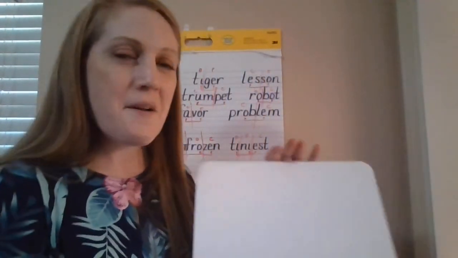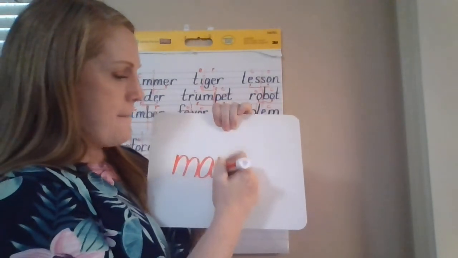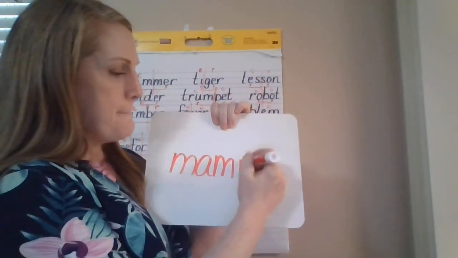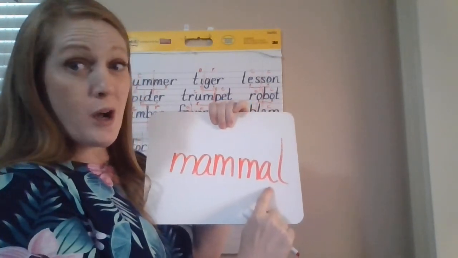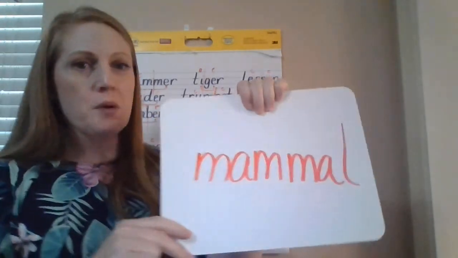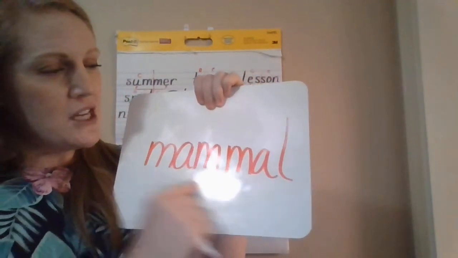Let's check our work. Mammal. Remember what I said? This was a schwa. That's why I went ahead and told you. Mammal. M-A-M-M-A-L. Check your spelling.